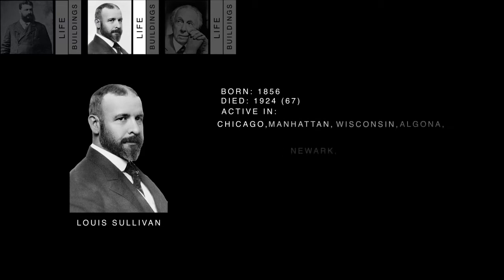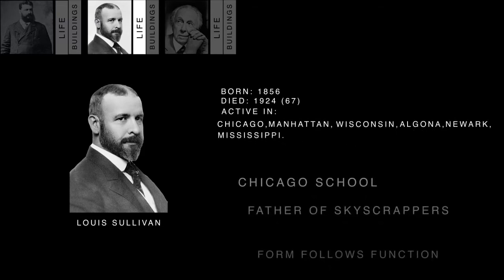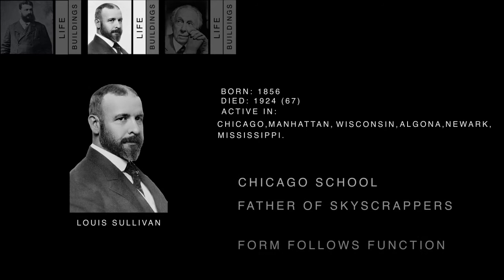Continuing his legacy, the second architect of the Trinity, Louis Sullivan, Louis Henry Sullivan, born in 1856, died in 1924, at the age of 67. He was active in Chicago, Manhattan, Wisconsin, Algona, Iowa, Newark, Ohio, Mississippi, Minnesota. He is considered by many as the creator of the modern skyscraper, was an influential architect and critic of the Chicago School, was a mentor to Frank Lloyd Wright, and an inspiration to the Chicago group of architects who have come to be known as the Prairie School.